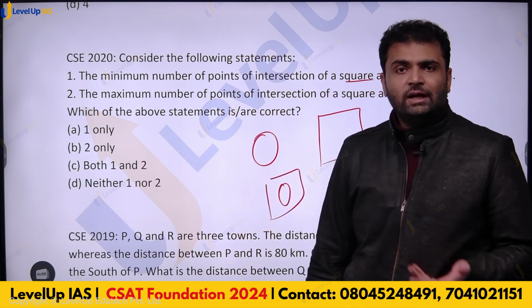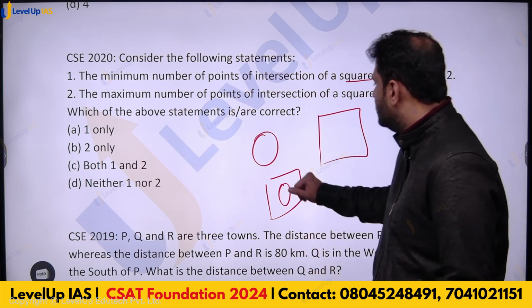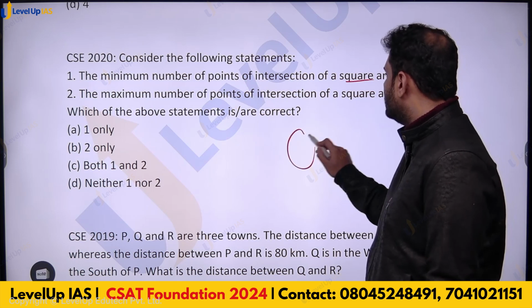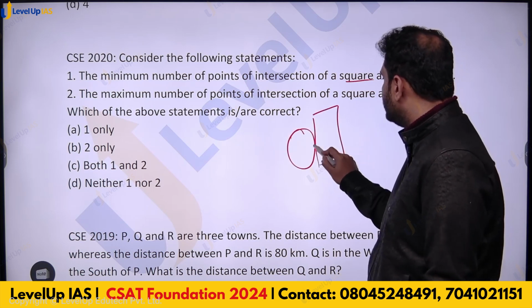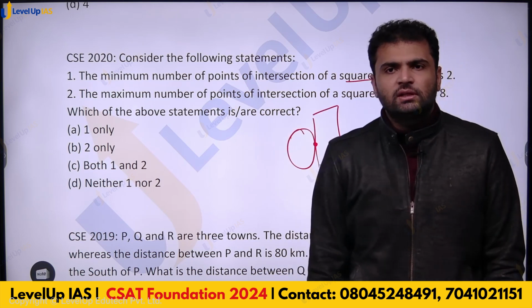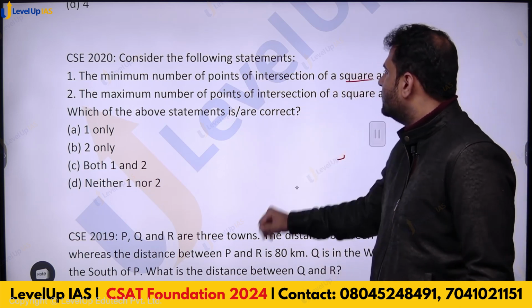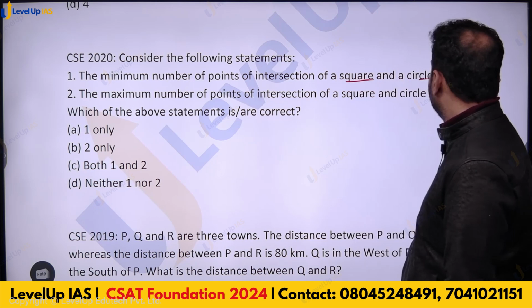They may not intersect at all. That is also a possibility. Further, even if they are intersecting, they can always intersect in one single point. They could be tangent to each other. So, minimum number of points of intersection are not 2.